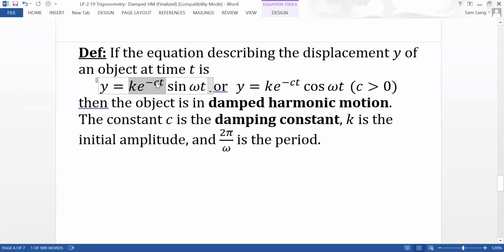So e to the negative ct, that graph will tend towards the x-axis, which we'll get to in a bit. So this is exponential decay, and this is what causes the amplitude to eventually decrease to 0. Outside of that, you have a couple of new parameters. C is the damping constant, K is the initial amplitude, that's where the object starts, basically the max amplitude. And then 2 pi over omega, that's the same as simple harmonic motion.